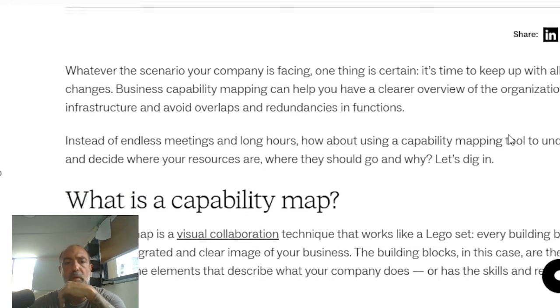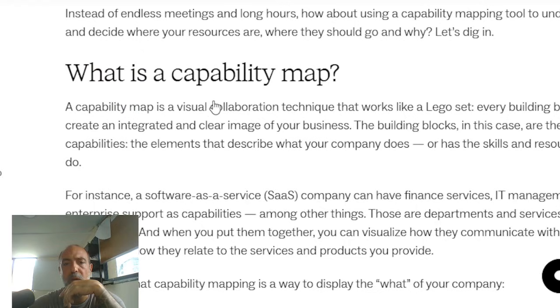It's time to keep up with all of it. A capability map is a visual collaboration technique that works like a Lego set. Every building block helps create an integrated and clear image of your business. The building blocks in this case are capabilities and elements that describe what your company does.